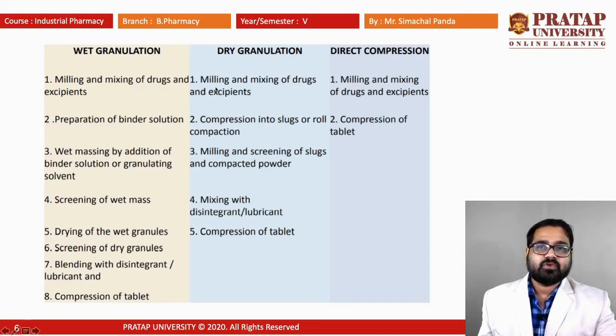In that we have to go for the milling, the size reduction, we have to add and mix it, then we have to go for the compression of the slug. Then it will go for the compaction, and it will go for the screening of the slug to get the compacted powder that has to be mixed with the disintegrant and the lubricant, and it has to go for the compression of tablet.